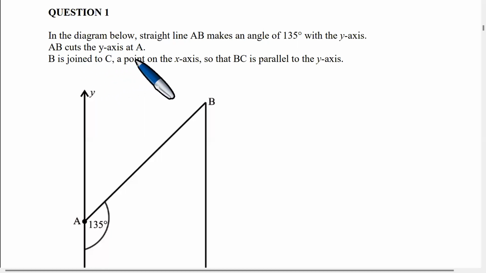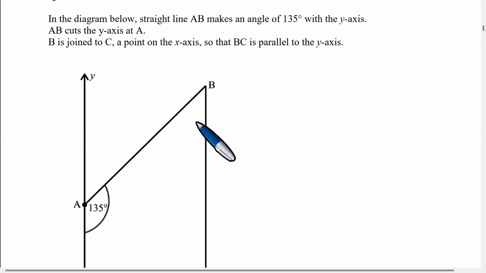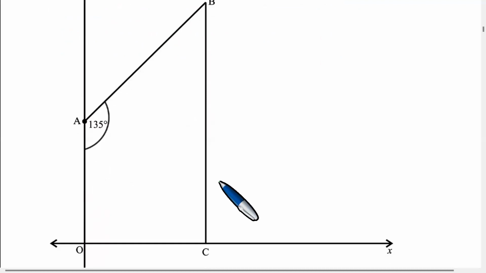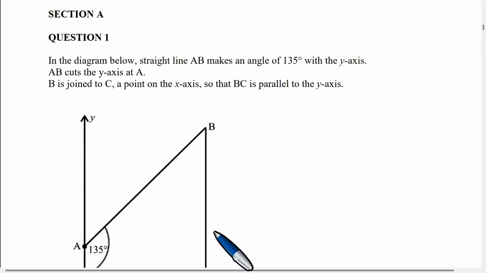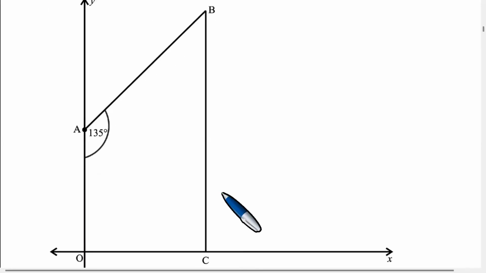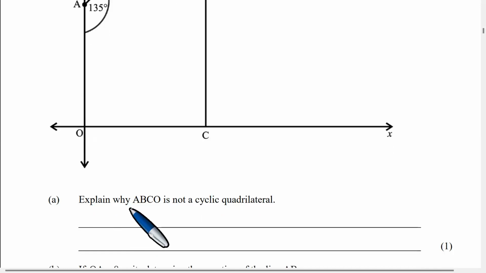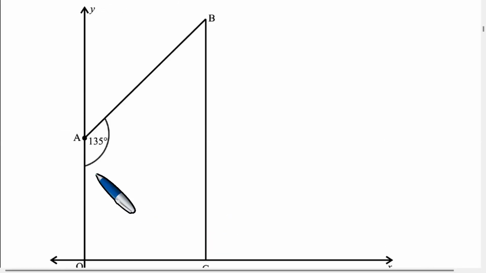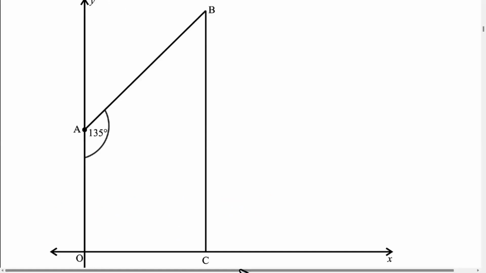Right, AB cuts the y-axis at A. So here's AB, it cuts the y-axis at the point A. B is joined to C, a point on the x-axis. Here's a point on the x-axis, so that BC is parallel to the y-axis. Explain why ABCO is not a cyclic quad.